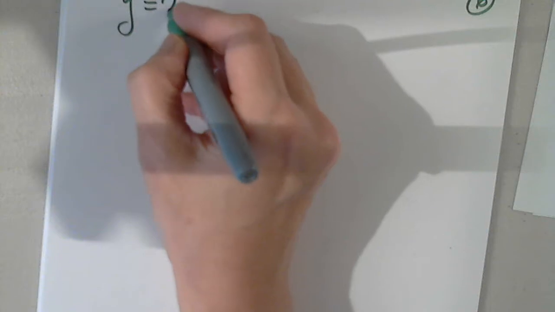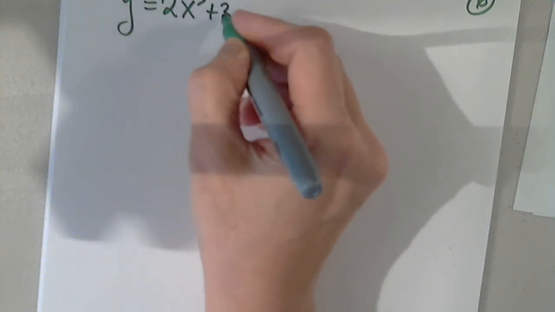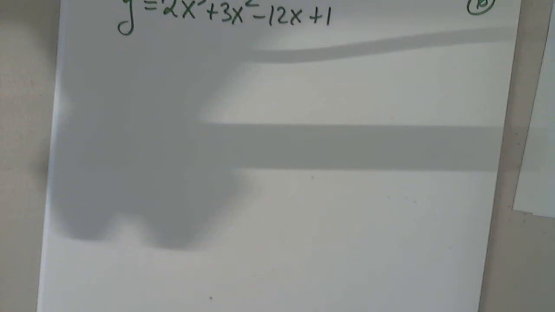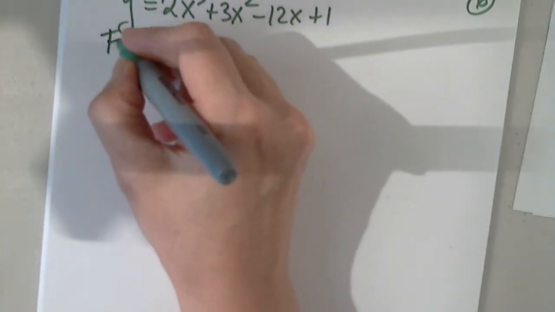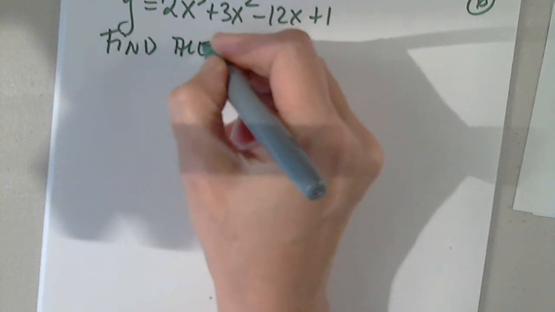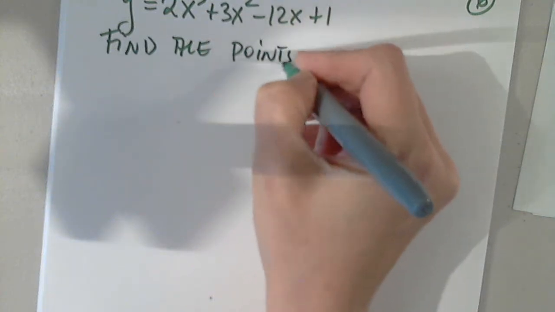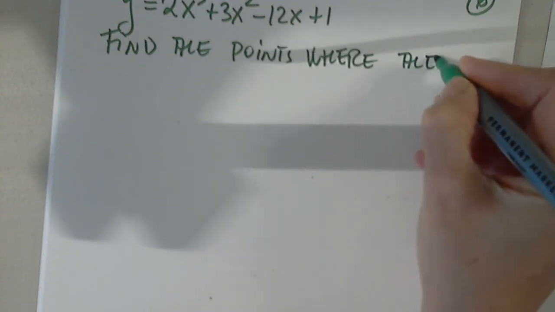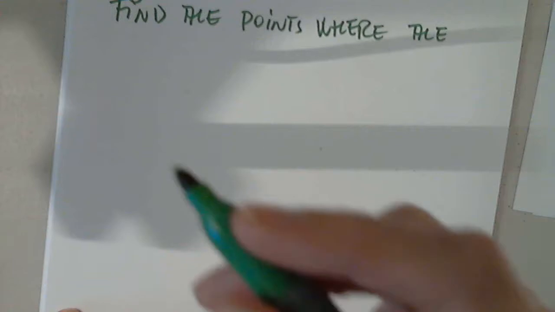x. So find the points on the curve. We are given the curve y equals 2x cubed plus 3x squared minus 12x plus 1. So find the points where the slope of the tangent line is horizontal.